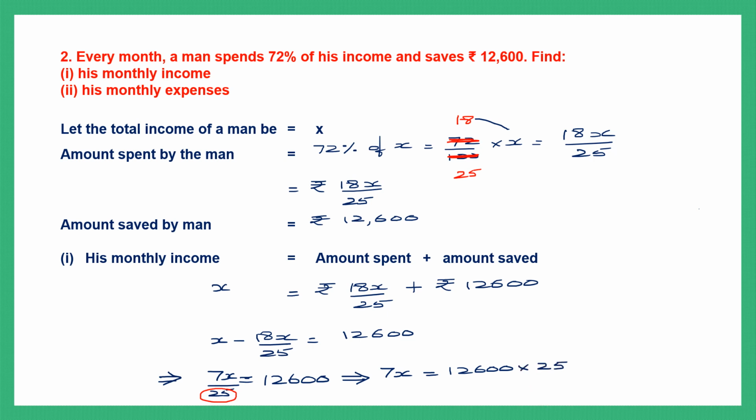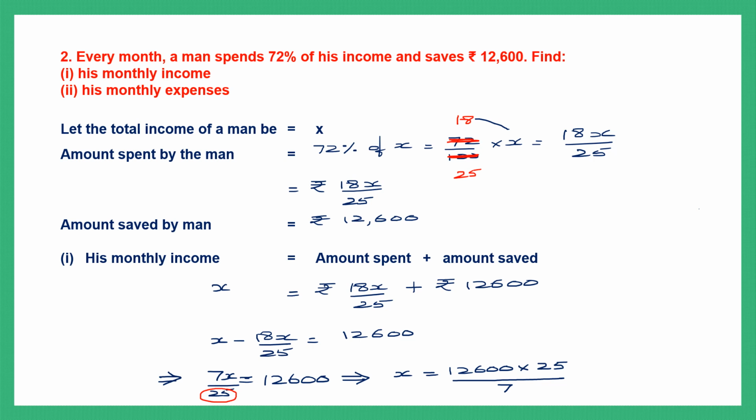Now we are only going to find the value of x. We only need this x, we don't need the 7. So I'm going to move the 7 also to the right hand side. 7 is multiplication here, 7 into x. When I take it to the right hand side, it will become division. So let's remove the 7 from here and make a division. 7 comes here. Now I have to work this out: 12,600 into 25 by 7.